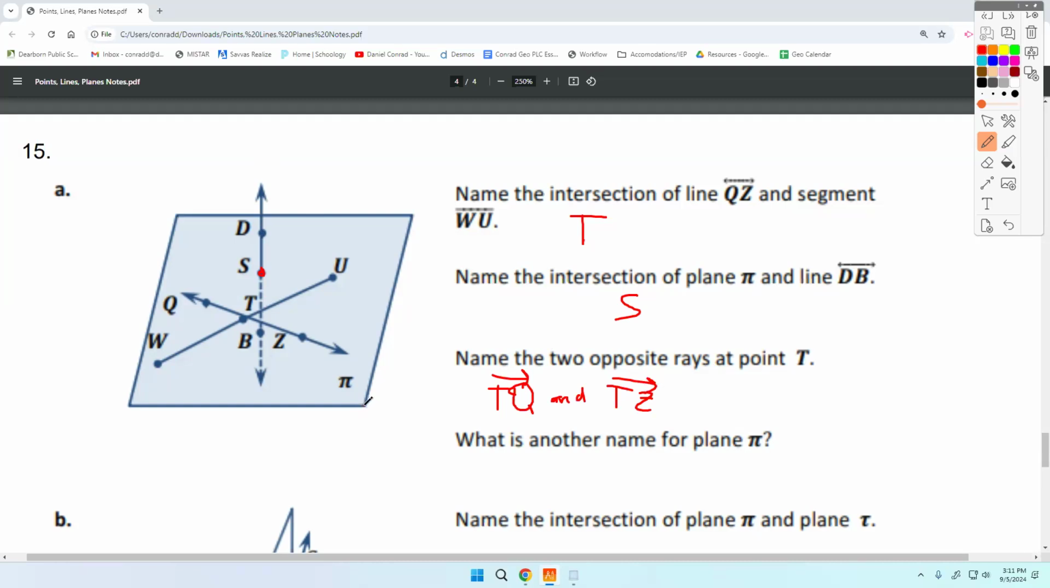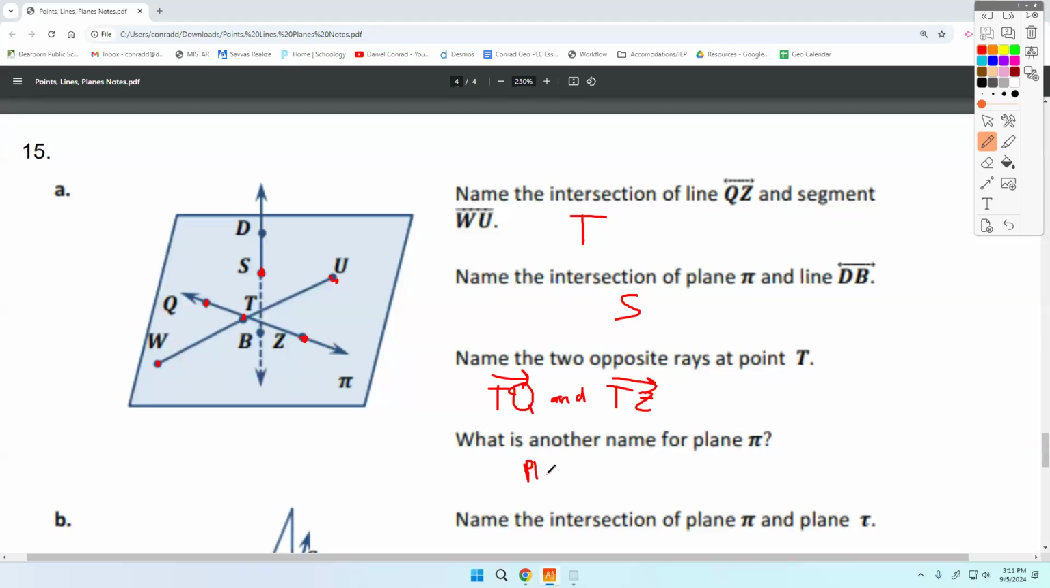Okay. And another name for plane pi, right? So the points in plane pi are these: W, Q, T, Z, and U, and S. D is above the plane and B is below the plane. So we can't use those because they're not in the plane. And then the one condition, besides being in the plane, is that they can't all be on the same line. So I can't use Q, T, and Z together, and I can't use W, T, and U together.